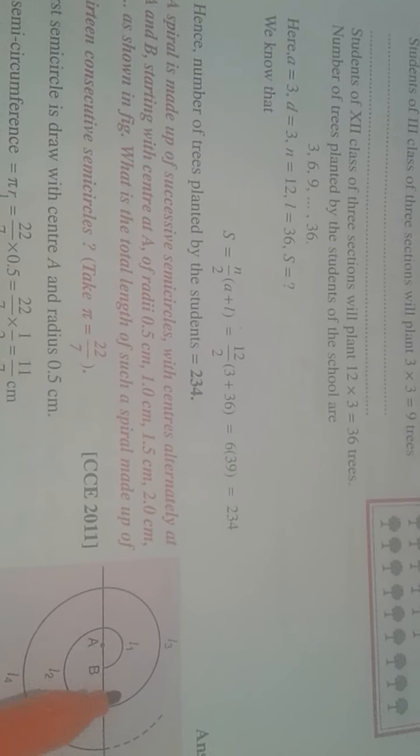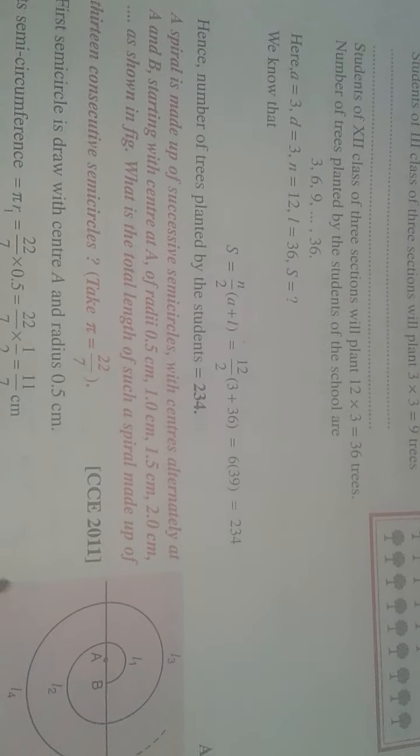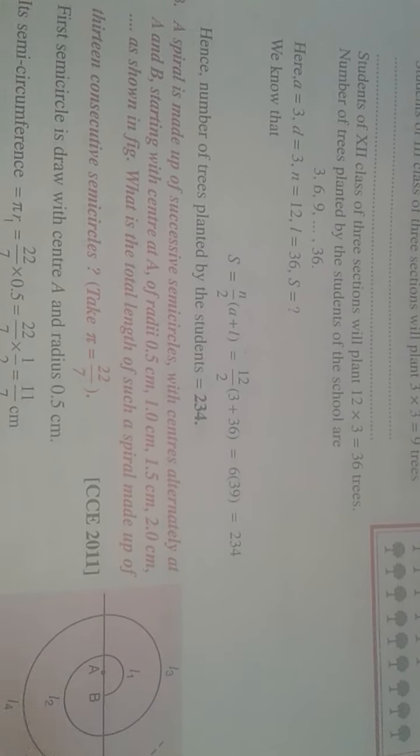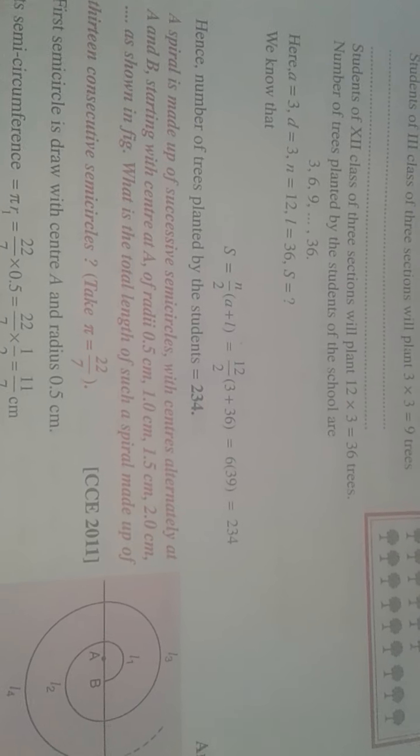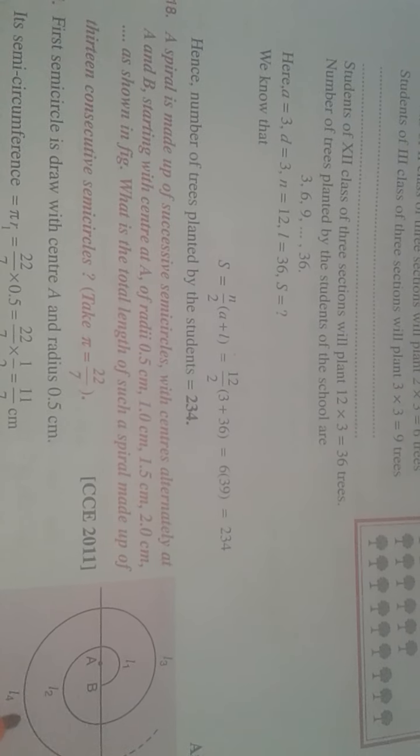So how many semicircles are we making? 13 semicircles. To make 13 semicircles, I need a wire or something. So that length I need to find. So coming to the solution.